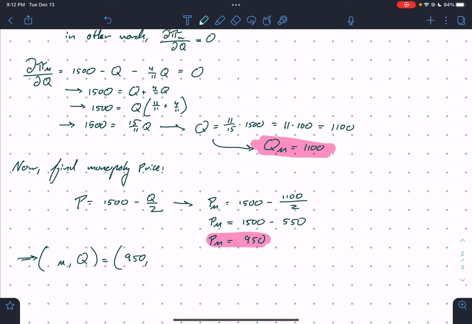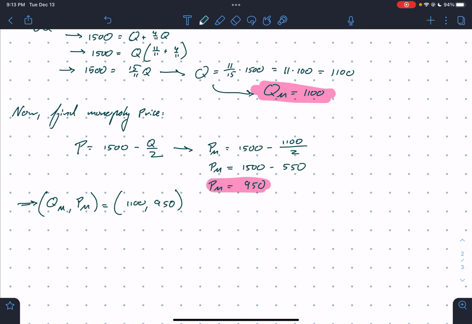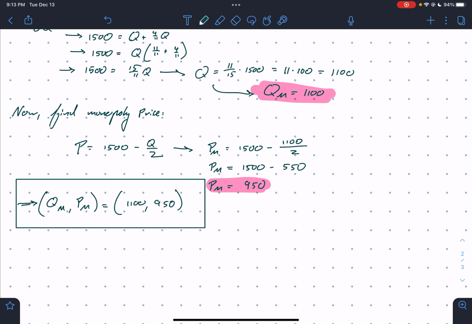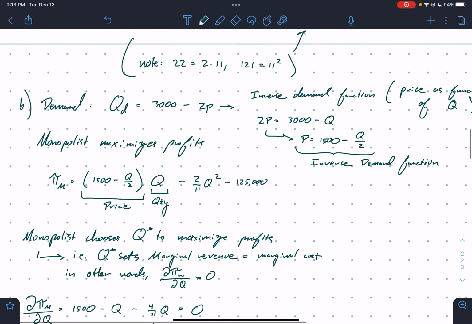So price and quantity are 950 and 1,100. I'm going to write quantity first, not that it really matters, just because that's the order we found them. All right, so that is the answer to this question. So we found the monopoly price and quantity.